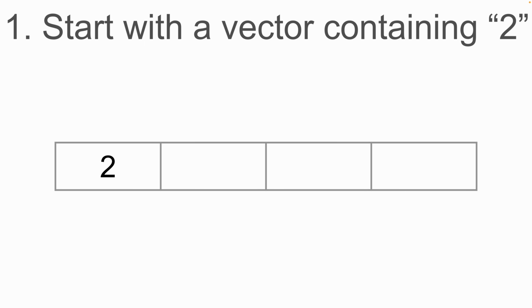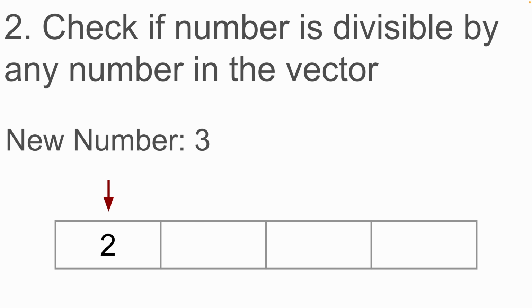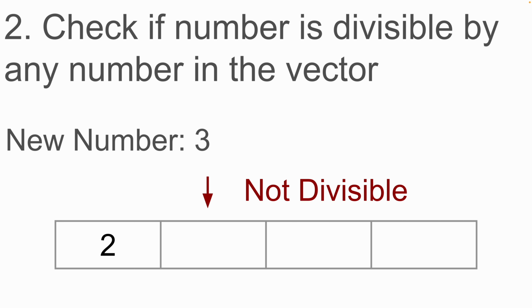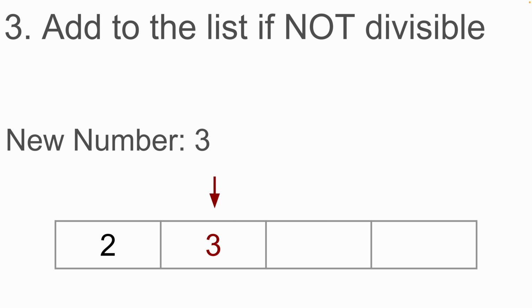So we start with a vector. The vector really contains 2 in the beginning, one value. And what we're going to do is try and see if the next number is divisible. So the next number is going to be 3. Is it divisible by 2? It is not divisible. The way we know that is because we went through all the items in the vector and we didn't find any numbers that divide the number 3. So that means that we go ahead and add 3 to the vector.